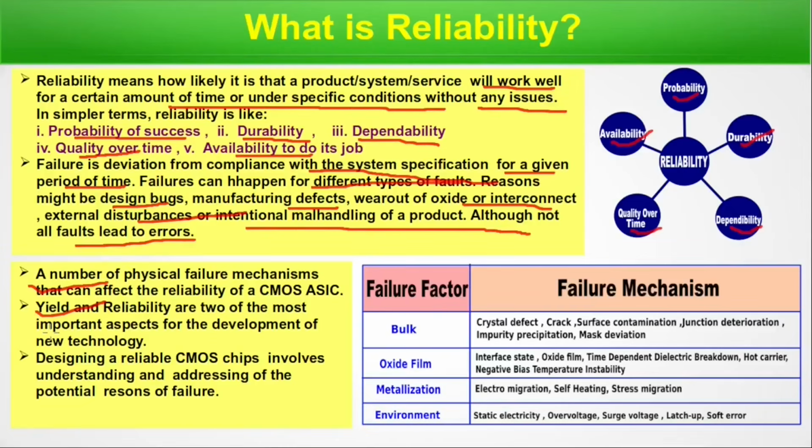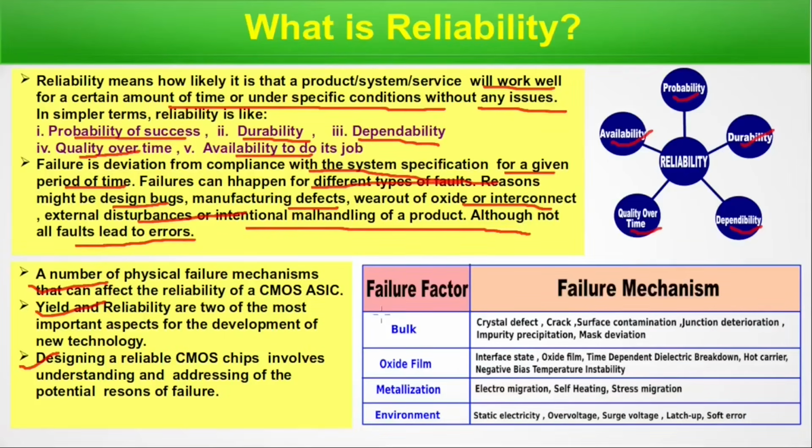Obviously, when we are manufacturing n number of chips, we always want most of them to work. They get used and then sold in the market and the money gets recovered. And reliability, even after selling, is whether it's working properly or not. Designing reliable CMOS chips involves understanding and addressing potential reasons of failure. We must analyze and understand what could be the potential reasons of failure so that we can give some safeguard.